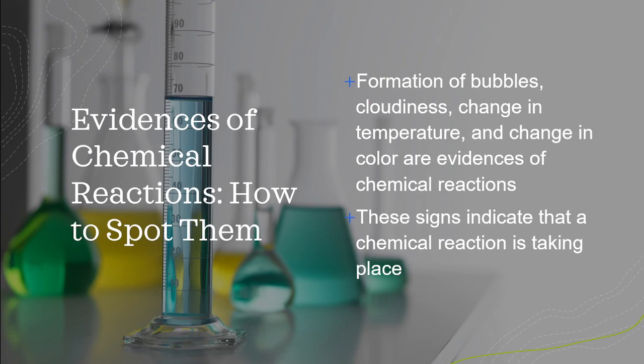Evidences of chemical reactions, how to spot them. Formation of bubbles, cloudiness, change in temperature, and change in color are evidences of chemical reactions. These signs indicate that a chemical reaction is taking place.